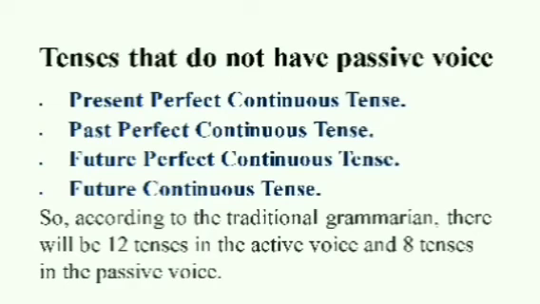So you have the present perfect continuous tense, past perfect continuous tense, future perfect continuous tense, and the future continuous tense. Tenses that do not have passive voice: present perfect continuous tense, past perfect continuous tense, future perfect continuous tense, future continuous tense. So according to the traditional grammarian, there will be 12 tenses in the active voice and 8 tenses in the passive voice, and on the whole you get 20 different tense forms.